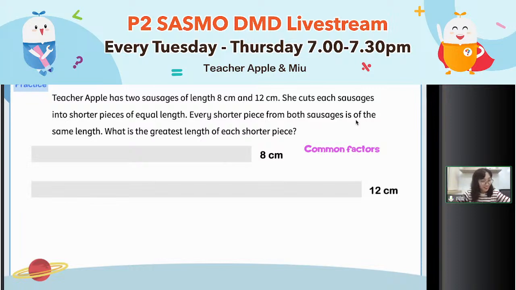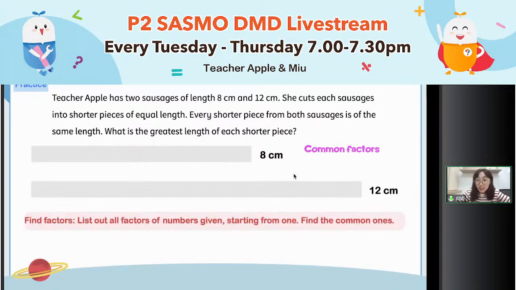Four? Okay. How about the others? One, four. Okay. Now let's have a look. What is the question asking you? So now we try to divide these 2 sausages into some shorter pieces, right? And you need to make sure that each piece has the same length. So now let's have a look.